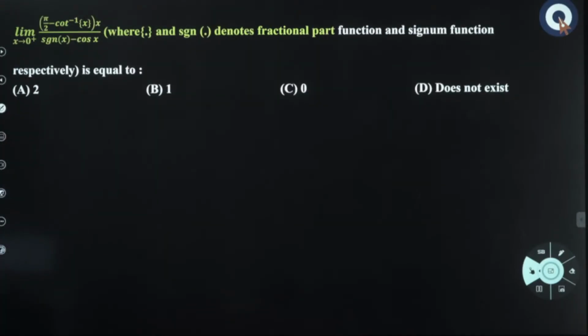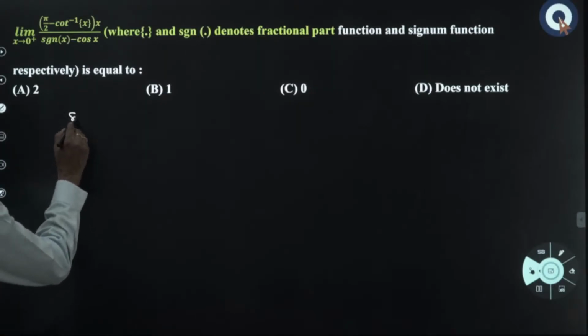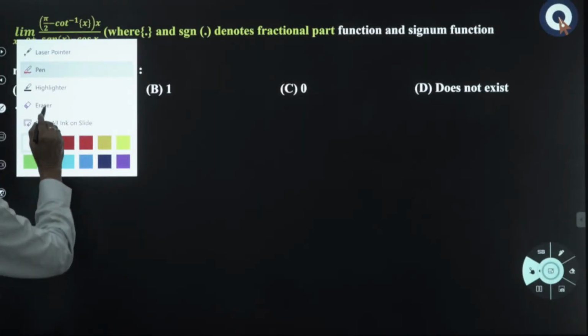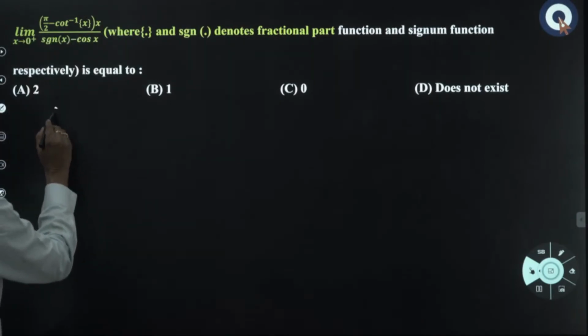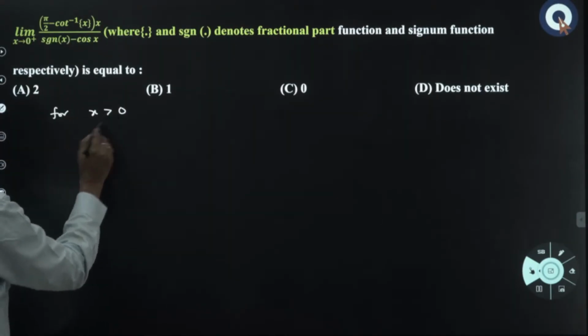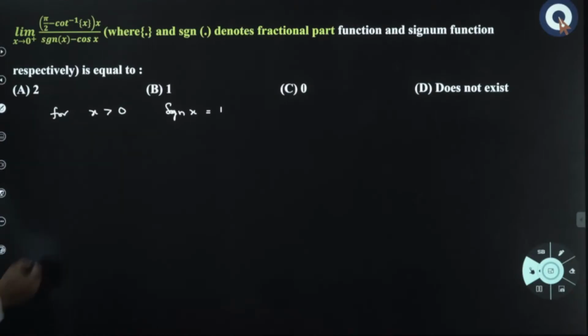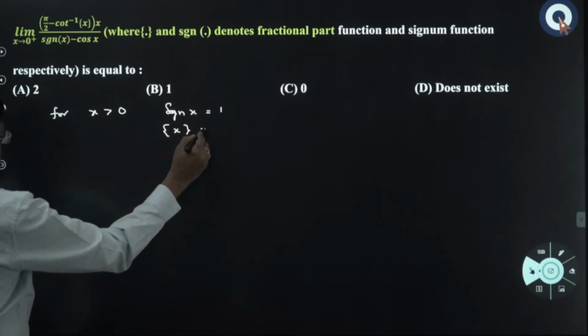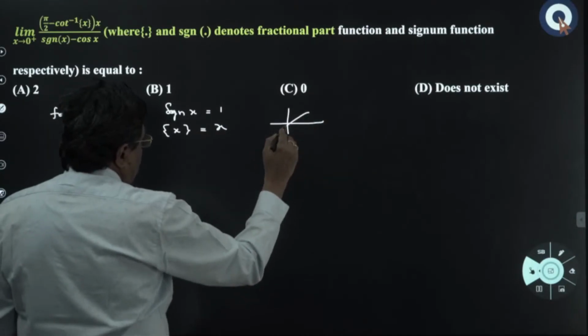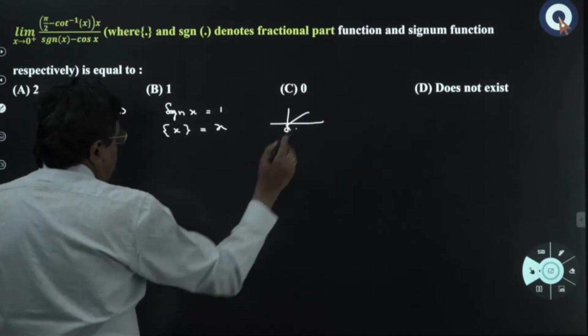Limit of pi by 2 minus cot inverse of fractional part of x by signum of x minus cos x as x tends to 0 plus. Now, if x is a small positive quantity, signum x is, for x greater than 0, signum x is 1, right? And fractional part of x is simply x, right? Fractional part of x is simply x for x greater than 0. So this is the line y is equal to x.